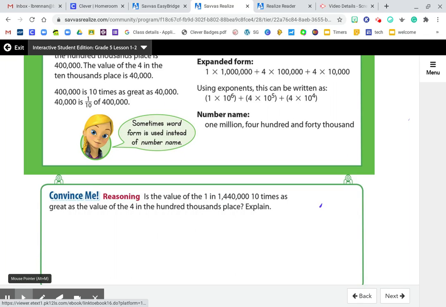If there was a 1 there, if the number was written like this, then you could say this 1 in the millions place is 10 times the size of the 1 in the 100,000s place. To get it to the millions, you have to times it by 10. So, yeah. Okay, there we go on that.